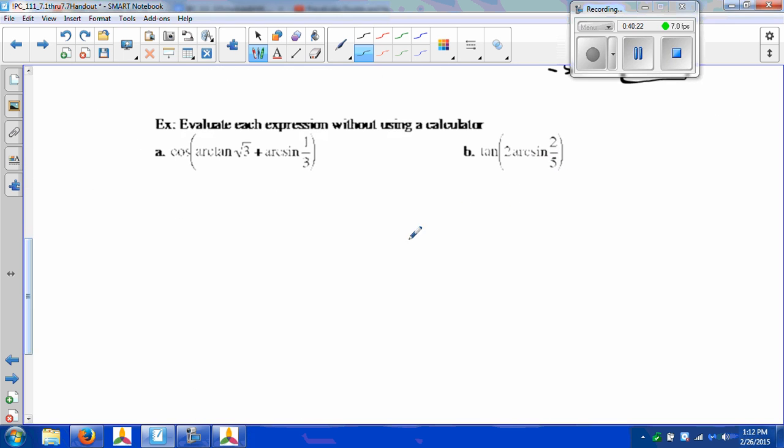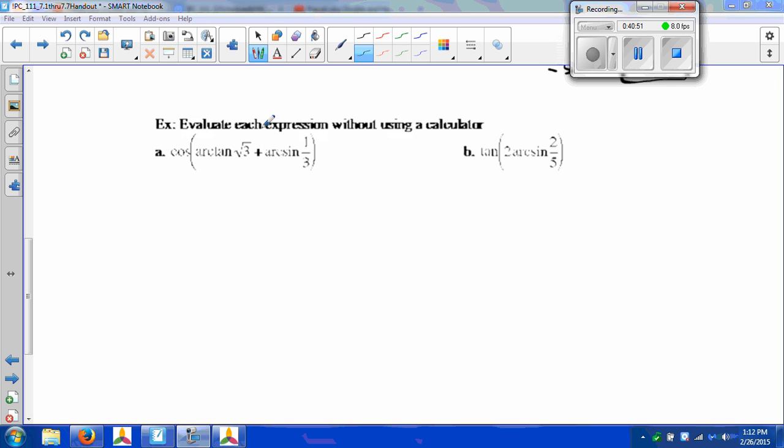Now we have to evaluate each expression without using a calculator. But I've got some addition here, and I've got a 2 there. And remember, you cannot distribute a cosine. That is not allowed. There is no distributive property for trigonometric functions. And you can't just double the answers. You can't just pull the 2 out here. You must use identities. So how do you add two things?